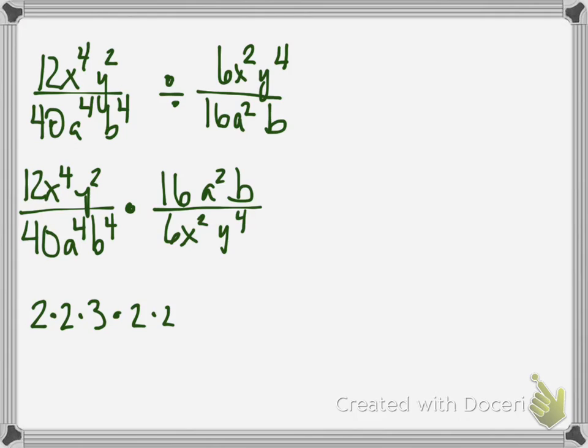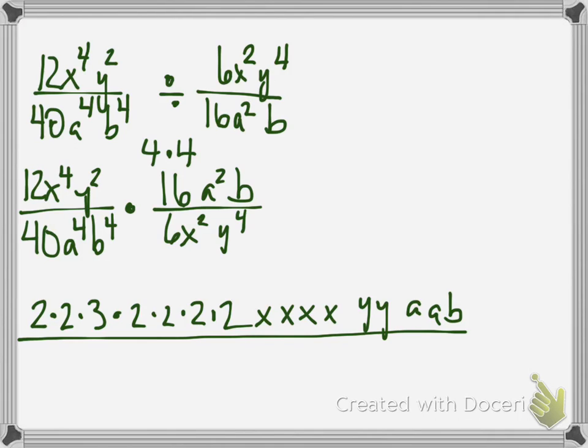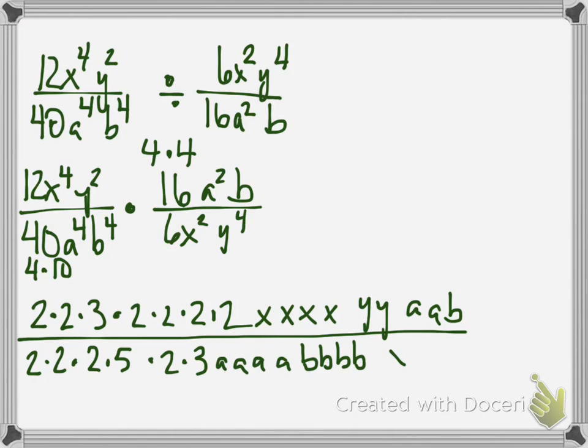All right, so 12 is 2 times 2 times 3. 16 is 2 times 2 times 2 times 2. A lot of 2's. And then I could have 4 x's and 2 y's, and then 2 a's and a b. Notice how I'm trying to put everything together on top. Then on the bottom, 40 is 4 times 10, and 4 is 2 times 2. 10 is 2 times 5, and then 6 is 2 times 3. Then I have to have 4 a's, and 4 b's, and 2 x's, and 4 y's. I was running out of a lot of letters. Takes up a lot of space, but this really does make things a little bit easier.